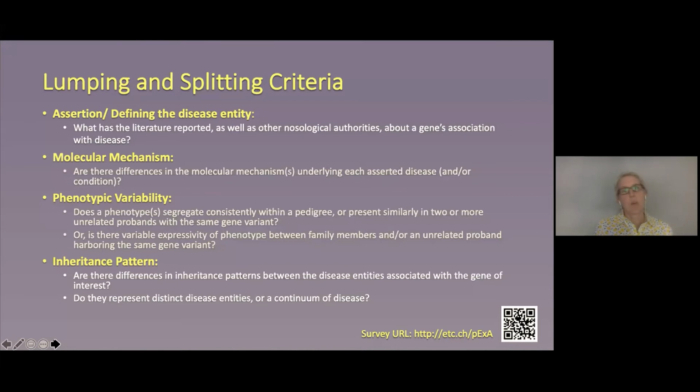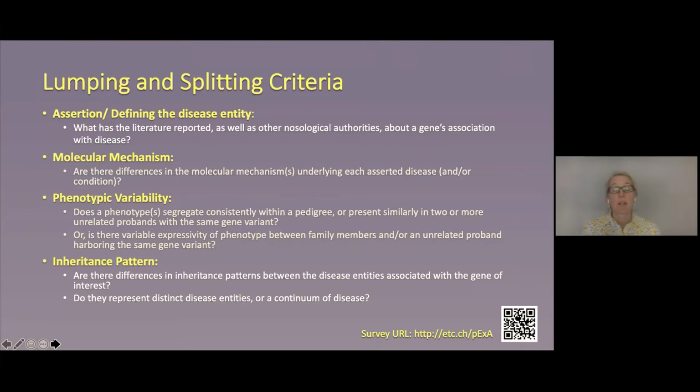So this is looking at what the literature has reported when we think about PubMed and those scientific articles, but also looking at other nosological and ontological authorities such as OMIM, even going into Orphanet and Mondo, looking at rare disease and different databases on NIH, but also looking at the gene's association with disease through those different authorities.